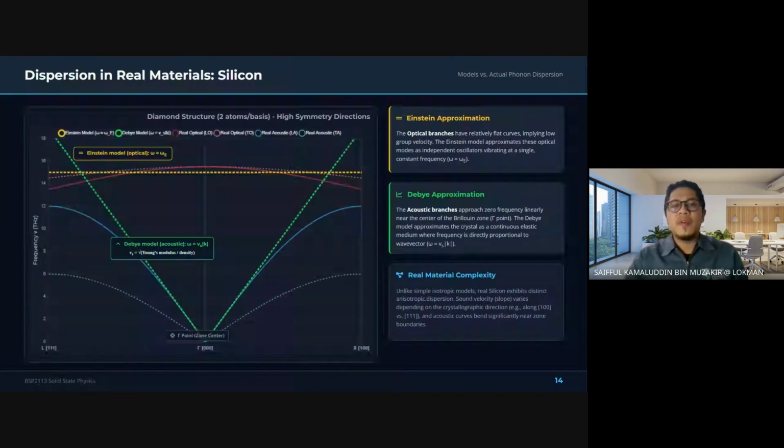So this is also a very simplified version of the phonon dispersion graph. Actually, the real graph from experiments is very packed, very dense.